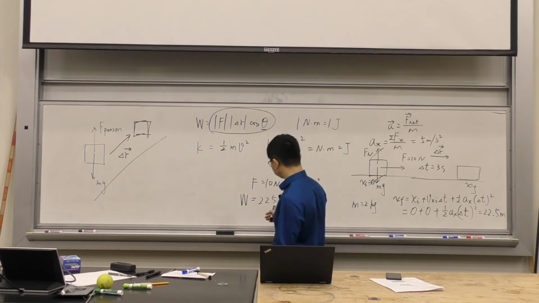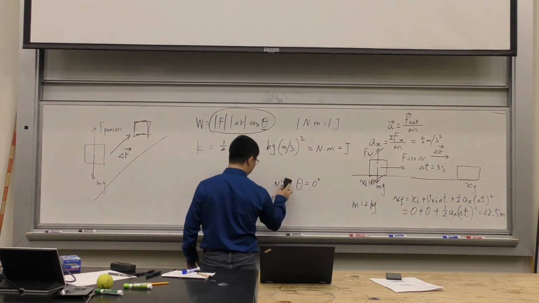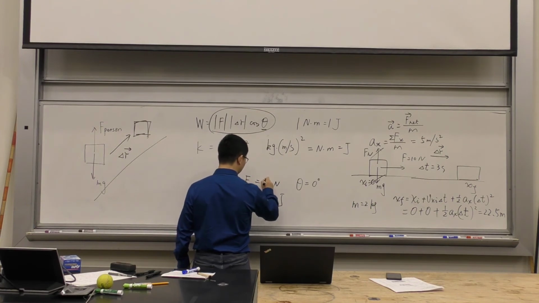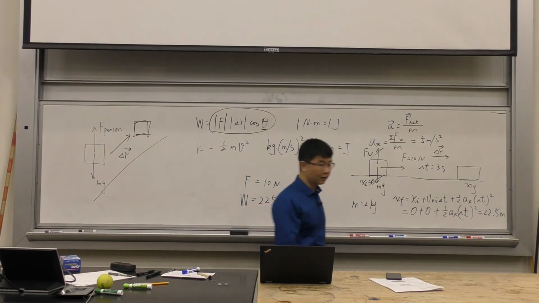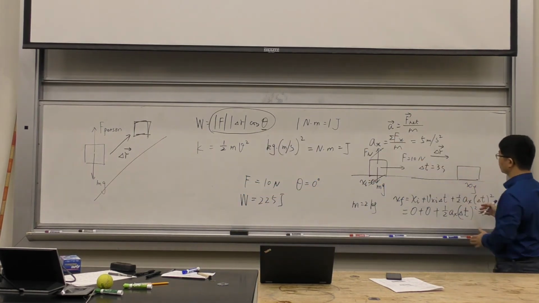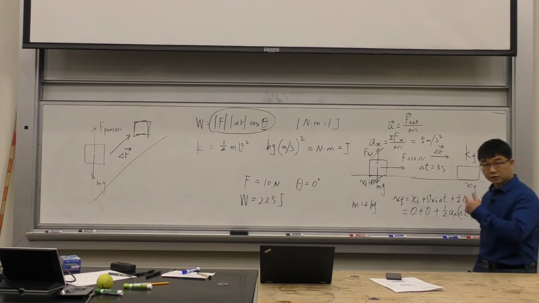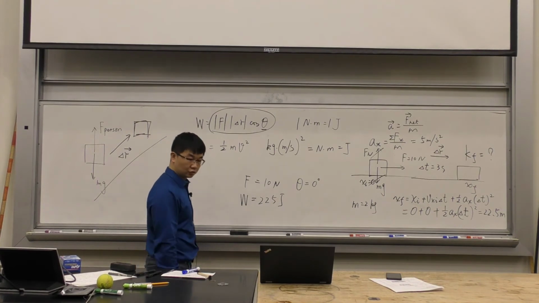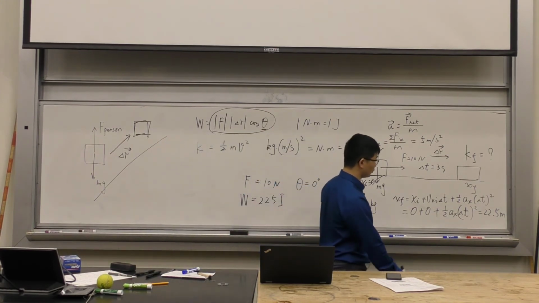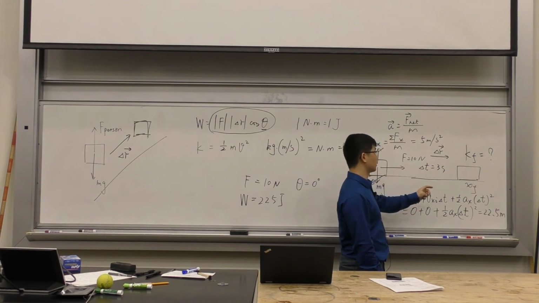So let's see. In this question, I want you to use the definition of kinetic energy. Find the kinetic energy of the box at this point. Let's call it K final. How do I find the K final for the box at this point? Well, use the definition of kinetic energy. I would just do 1/2 times the mass of the box, which is given as 2 kilograms, times vf at that point. How do you find vf at that point? I can just use the kinematic equations, because this is a constant acceleration motion.